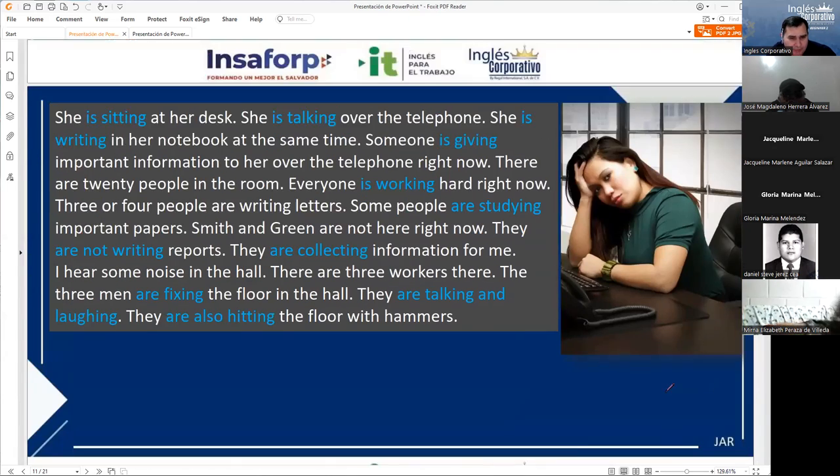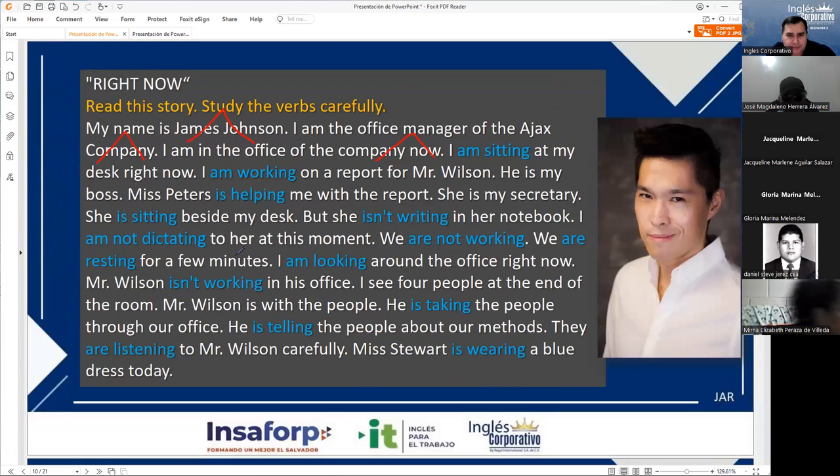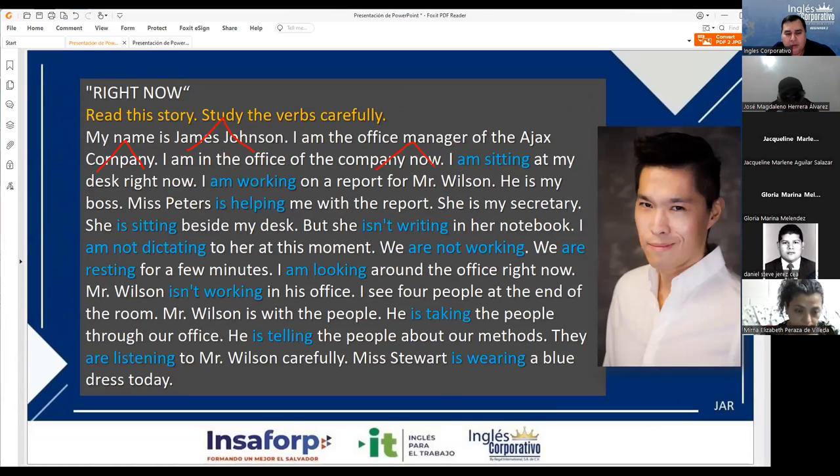Okay, this is the reading. So we're going to practice reading with our partner. Okay? So let's go to the groups and practice reading.